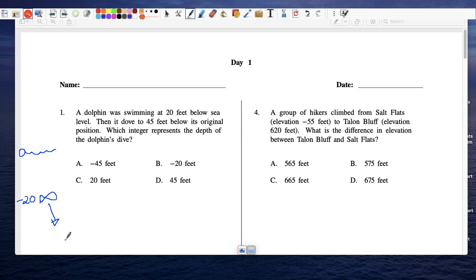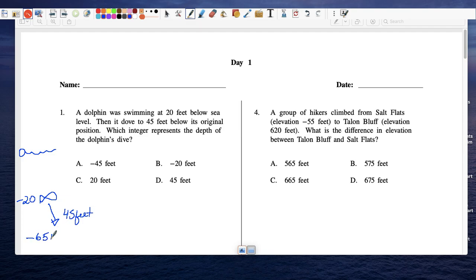He dives even further down, and the distance that he traveled deeper into the ocean is 45 feet. Right, that's what the question says. And then it dove 45 feet below its original position. So he was originally at negative 20. He goes further down 45 feet. It's not asking you here where he ends up, but if we want to find that out, we add to negative 20. He goes further down 45 feet, so he ends up at negative 65.